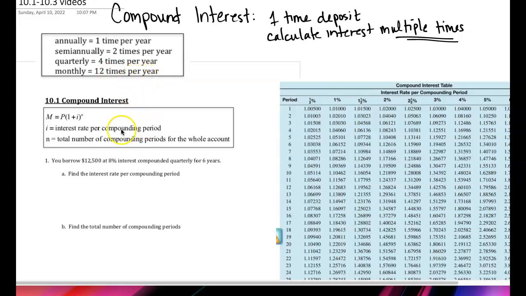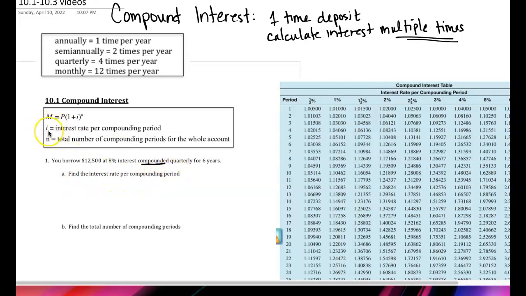Let's get started. In question 1, you borrow $12,500 at 8% interest, and you're going to see that word compounded. And they're going to tell you how you're compounding your interest. In this case, quarterly. So quarterly means 4 times a year. Okay? And then your account is going to be good for 6 years. Find the interest rate per compounding period.